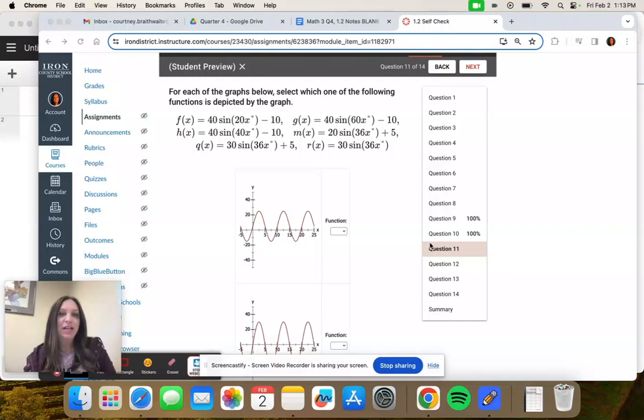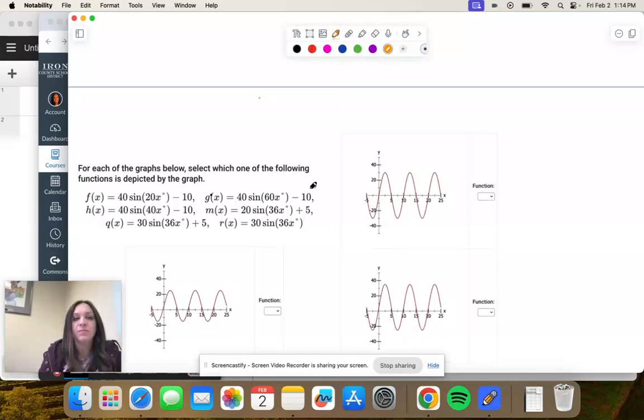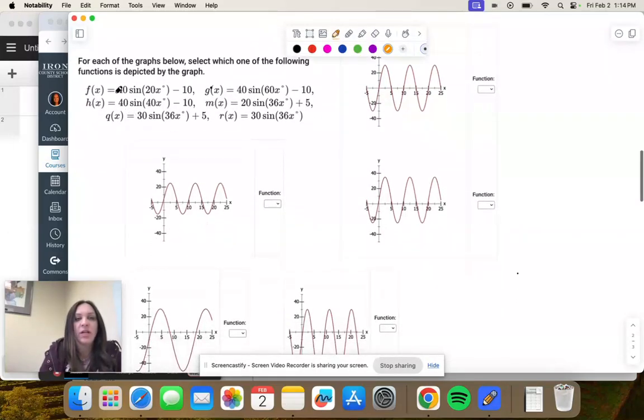All right, question 11, we have 6 graphs that we're matching. So for these, it kind of helps to use Desmos and match what's going on. When I'm looking at these, I'm just going to look at my very first one here. I have 40 sine, and I'm in degrees now. So make sure when you're in your calculator, you're in degrees.